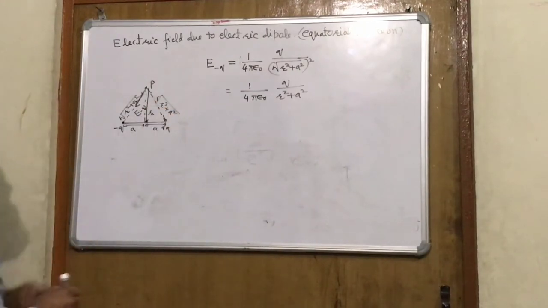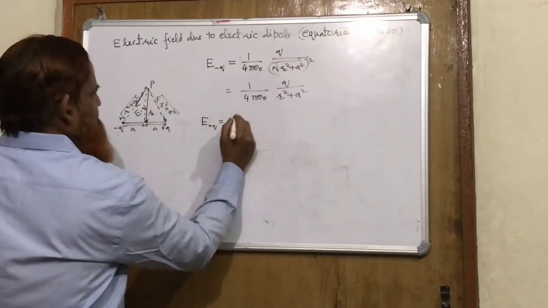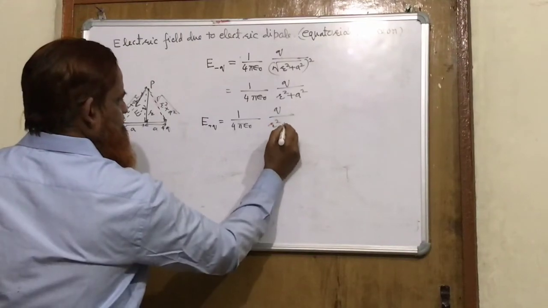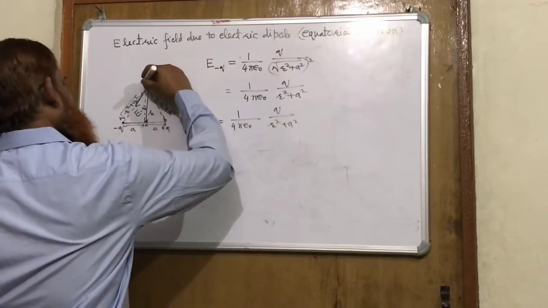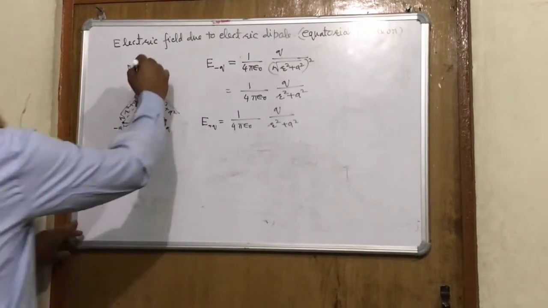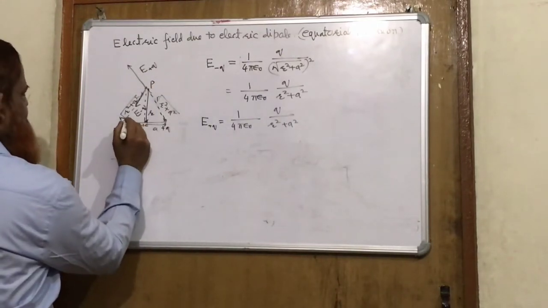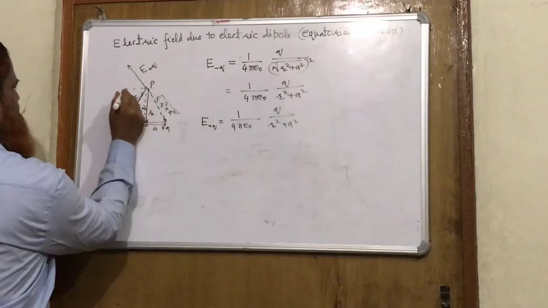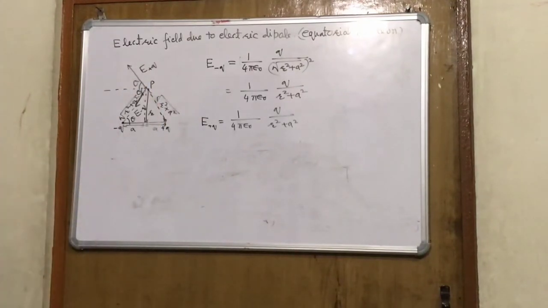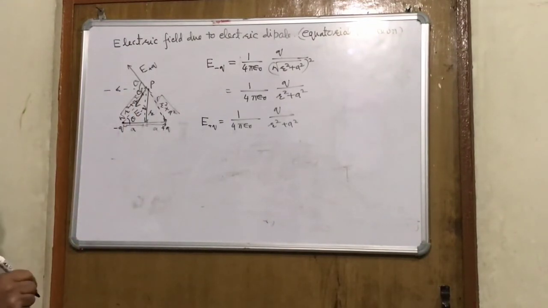E minus Q, and we will find E plus Q. The magnitude is the same, but the direction, away from the positive charge, will be in this direction, that is E plus Q. If this angle is theta, this angle is also theta, and this angle is theta. So for the net electric field, we can use the law of parallelogram also.